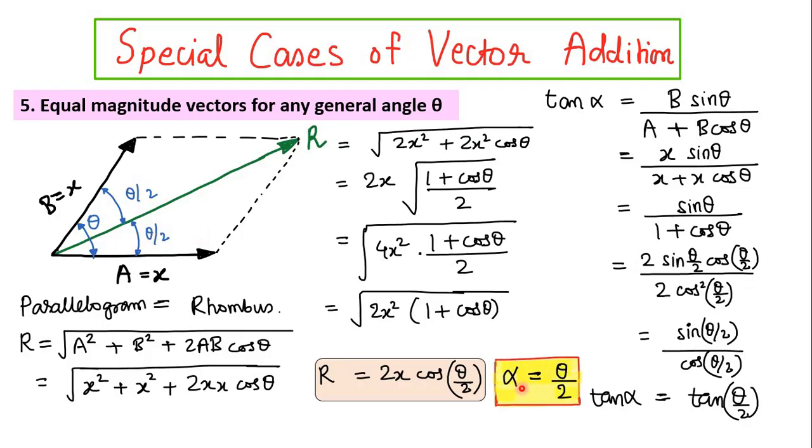So the resultant makes angle theta by 2. Hence finally it is proved that whenever you are having vectors of equal magnitude, the resultant will bisect the angle between them.